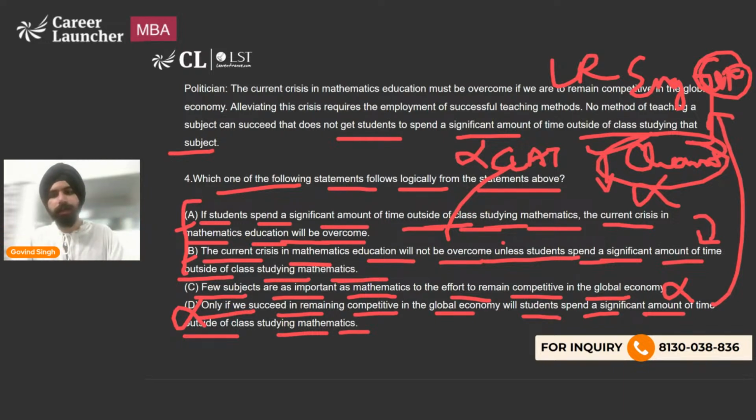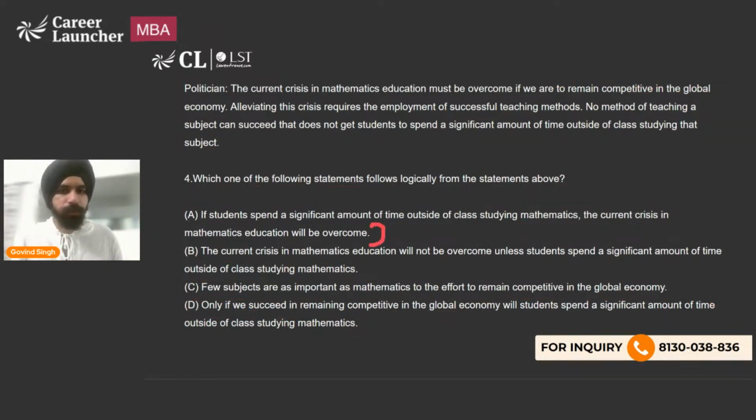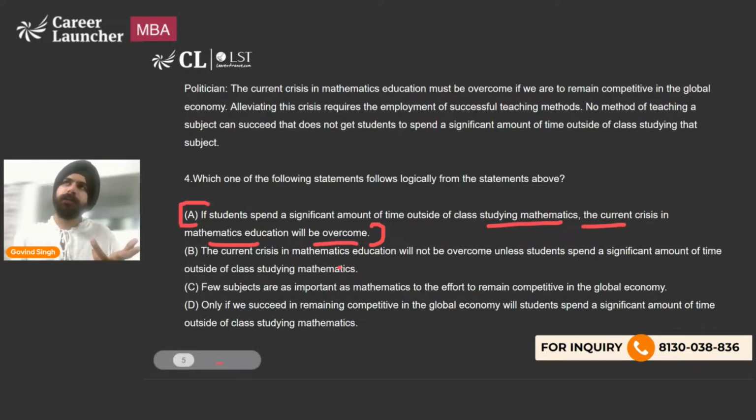Applying the same logic, कि unless they spend significant amount of time outside of class studying mathematics, the crisis will not be overcome. But crisis में और भी तो parameters हो सकते हैं ना. अगर मैं बोल दूं कि सिर्फ मैथ्स पढ़ने से आउटसाइड ऑफ क्लासरूम क्राइसिस ओवरकम हो जाएगा, I might be possibly ignoring other parameters, other factors which are required to overcome this mathematics education problem.